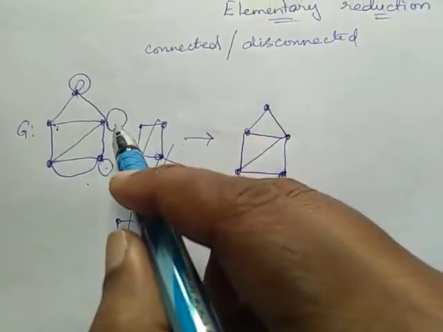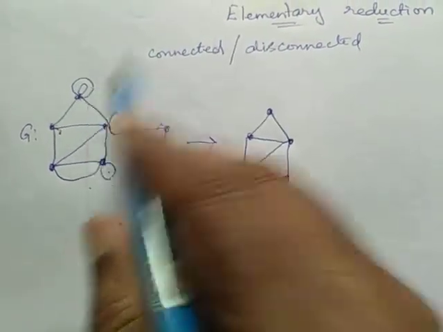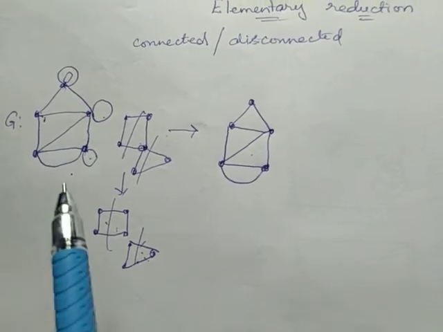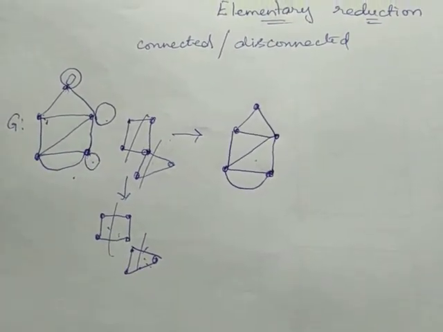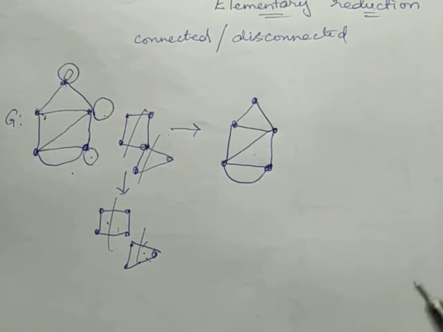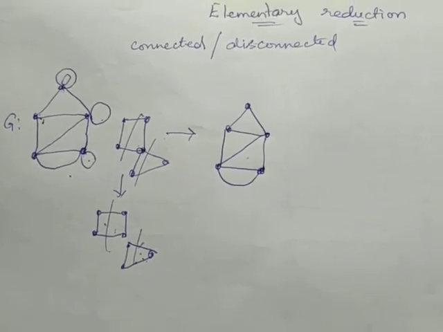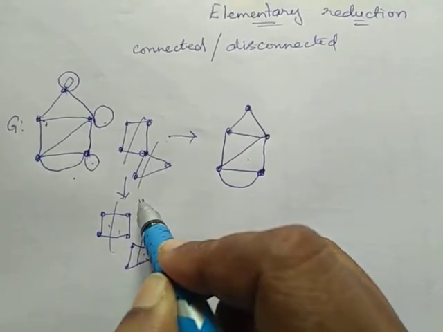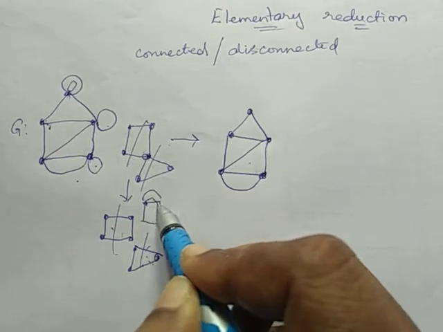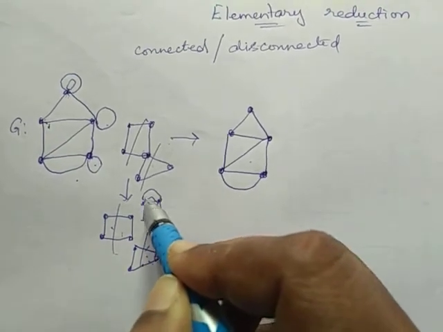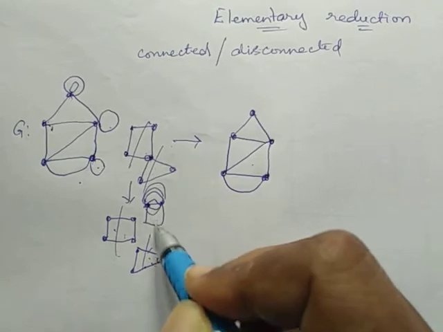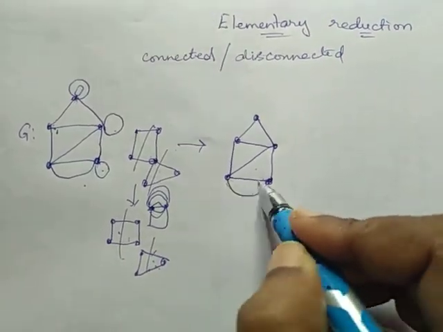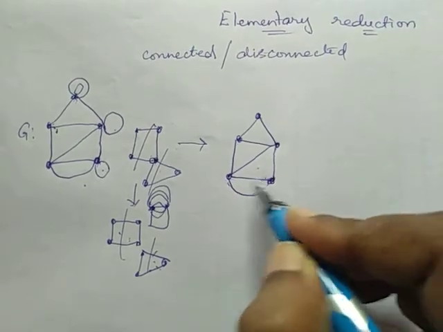This loop is removed. This loop is also removed. These two loops are also removed. So the second thing, if the graph has loops, eliminate the loops. Also, if I have parallel edges, again it does not affect the planarity. See, I have so many parallel edges connecting these two. It will not affect my planarity. These two are parallel edges.